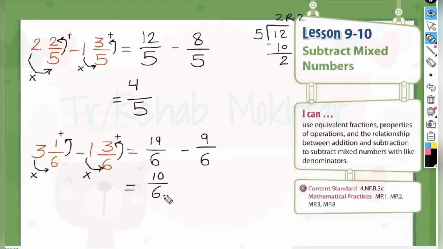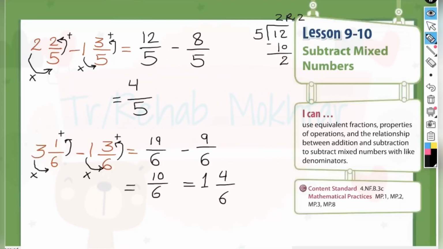Now, teacher, we have an improper fraction. I will convert it into what? Into a mixed number. How many 6s in 10? Only 1. 10 minus 6 equals 4. I will write 4 up.